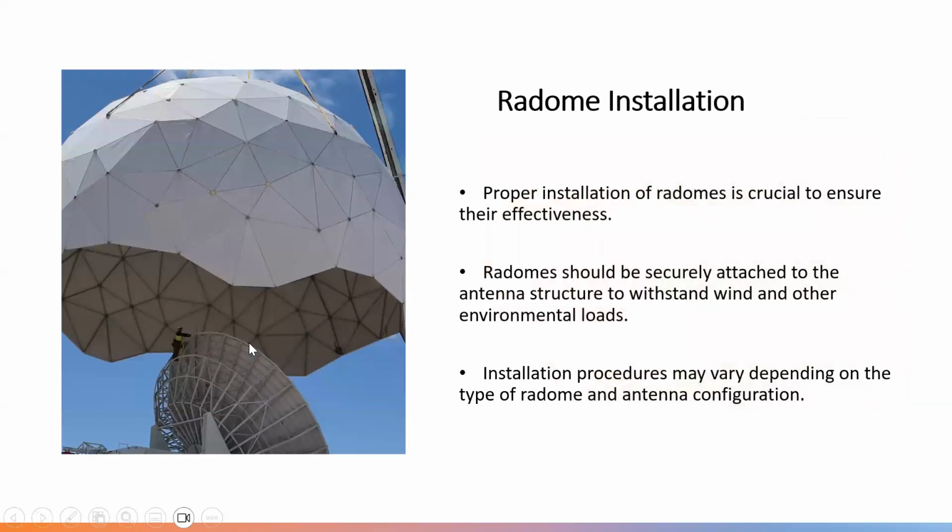Now we see how the radomes are installed. Usually everyone has a doubt about how the radome will be installed because it's such a huge structure and it is not easy to install. So now let us see how it is installed. Proper installation of radomes is crucial to ensure their effectiveness. Radomes should be securely attached to the antenna structure to withstand wind and other environmental loads. Installation procedures may vary depending on the type of radome and antenna configuration.